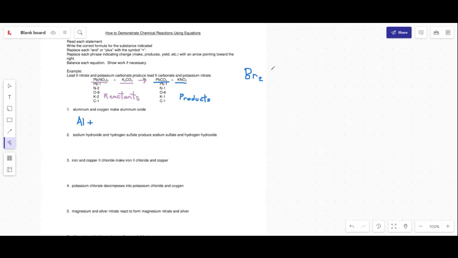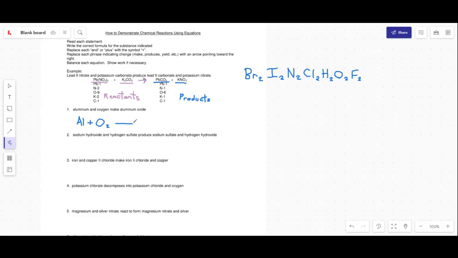Brinkelhoff. So Brinkelhoff: Br, bromine, iodine, nitrogen, chlorine, hydrogen, oxygen, and fluorine. So these 7 elements, when they're by themselves in their elemental state, they only exist as diatomic molecules. They do not exist as single atoms. So this would be O2.